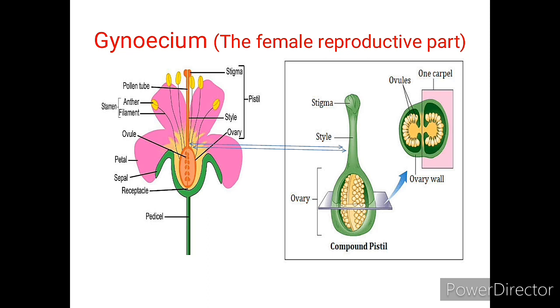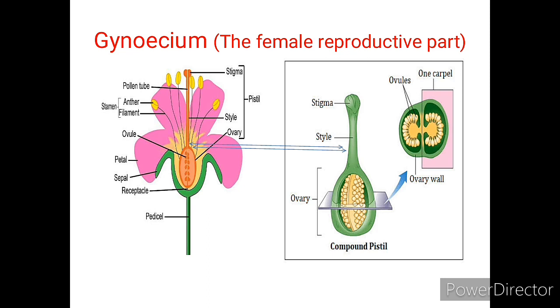This is the gynoecium. It is the innermost whorl. It is the female reproductive part of the flower. It consists of carpels or pistils. A carpel has three parts.